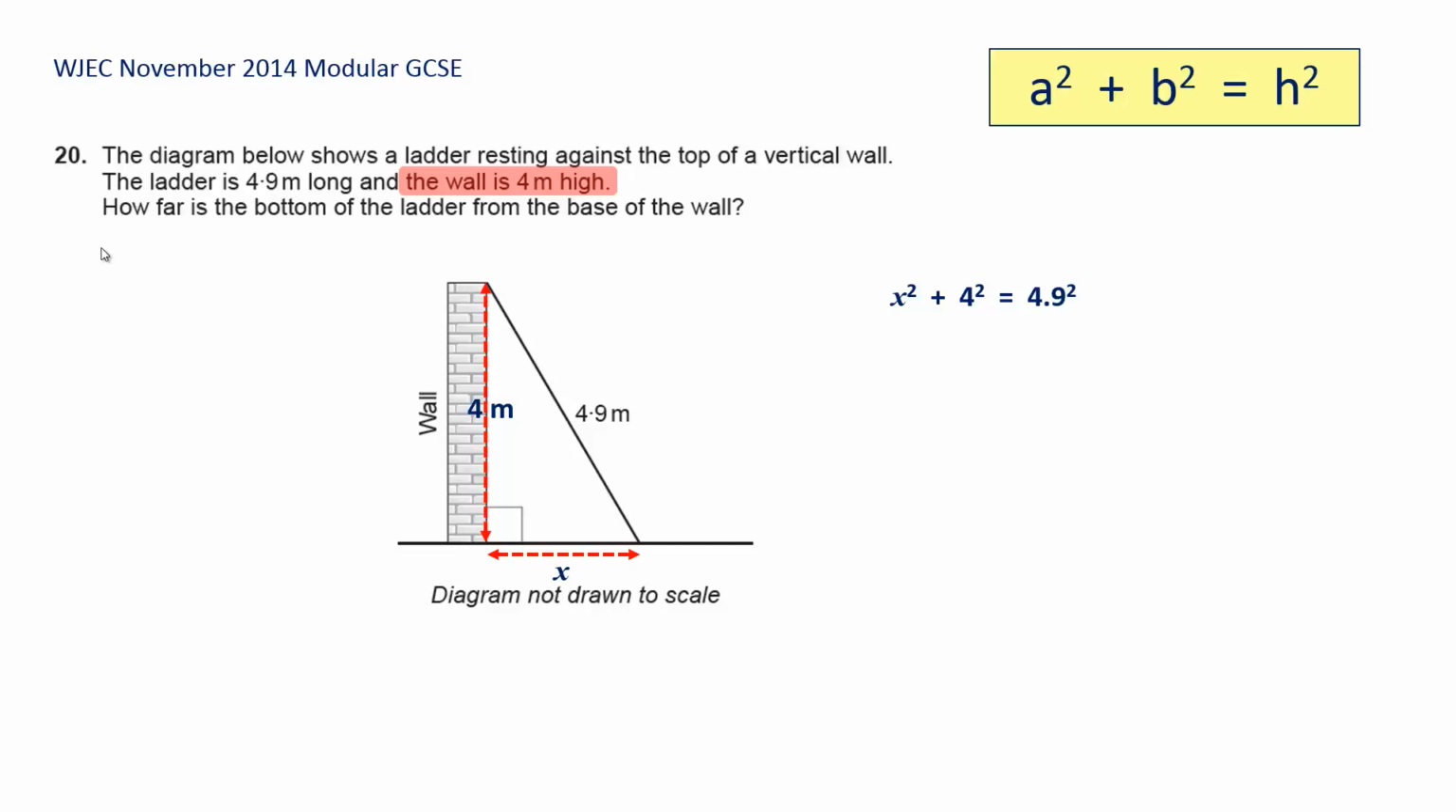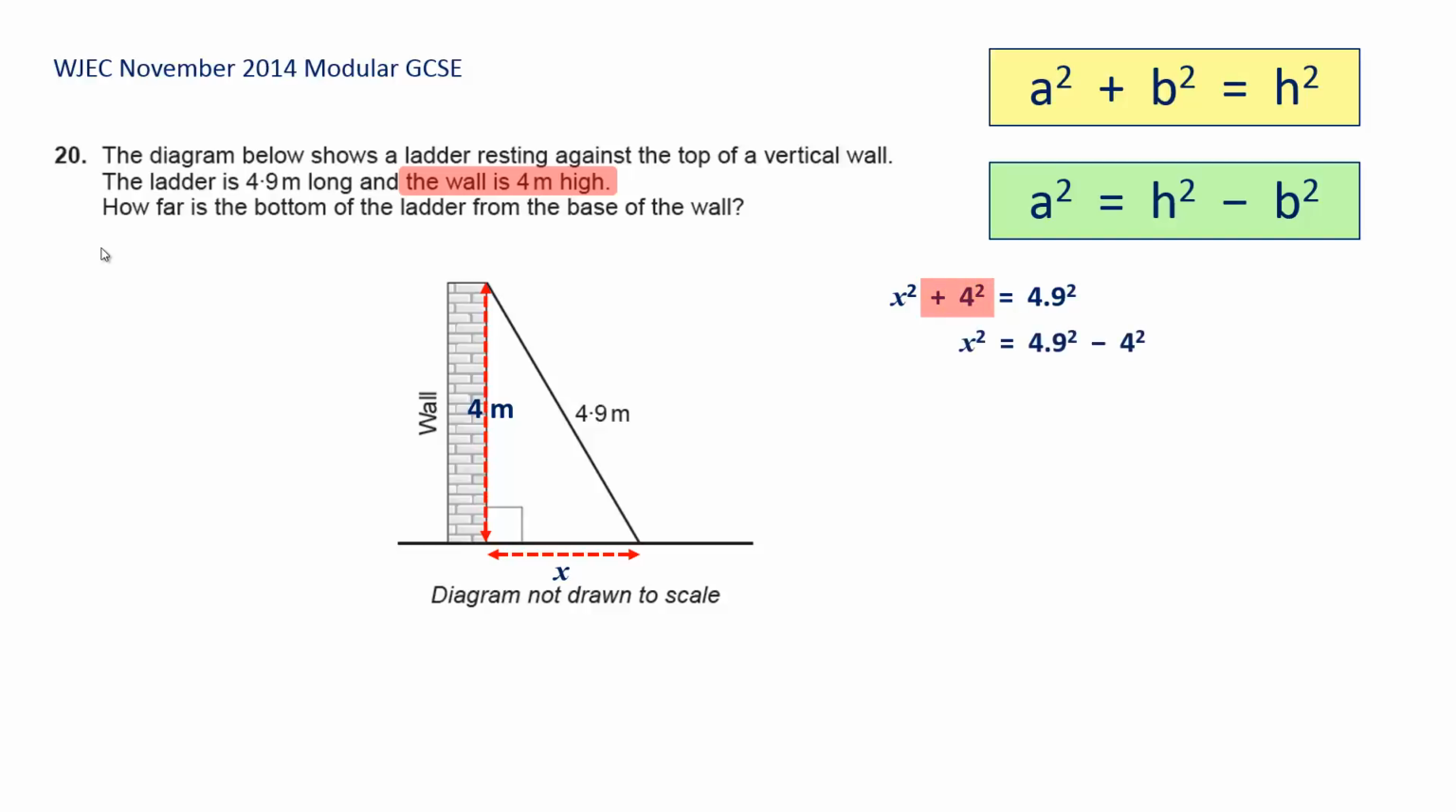We're going to take that 4 squared across, so we're actually using Pythagoras' theorem in that form: a squared equals h squared minus b squared. That's what we're moving. Plus 4 squared becomes minus 4 squared. Work it out on the calculator. We've got x squared, we want x. Square root both sides. And the square root of 8.01 is that. They've given us a length to 1 decimal place, so we'll work to 1 decimal place. So x is 2.8 meters to 1 decimal place.